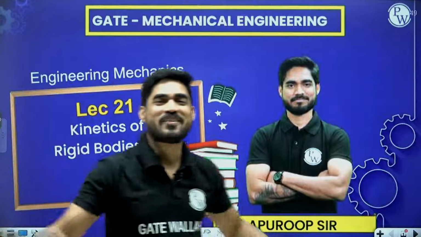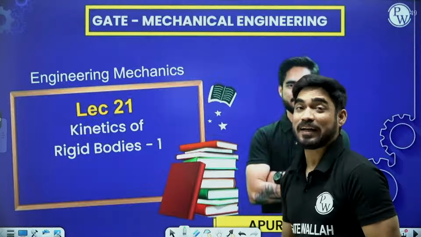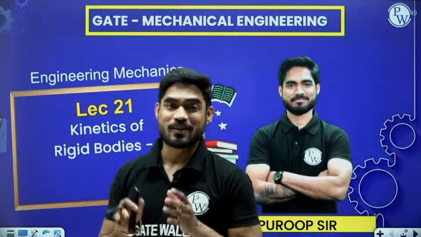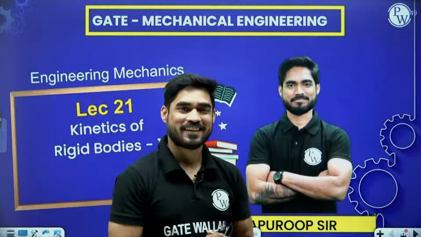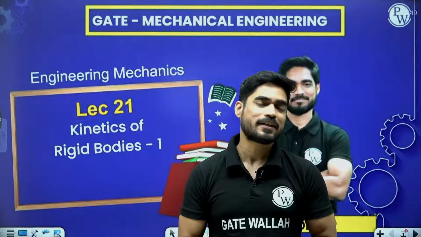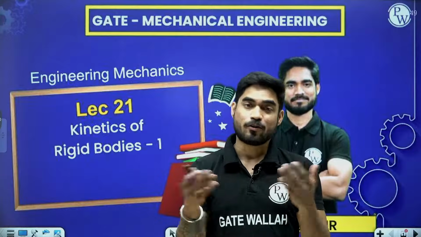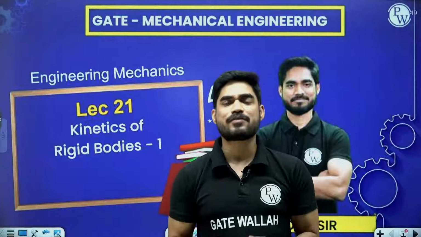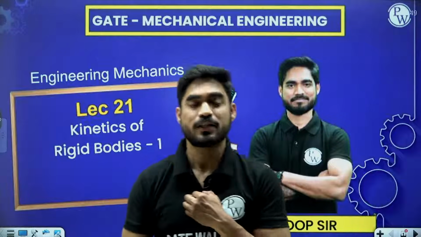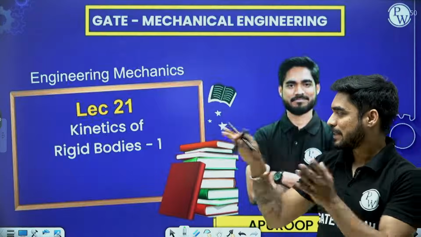Good evening everyone and welcome to another lecture of engineering mechanics, and this is lecture number 21 of kinetics of rigid bodies. So, we have already completed kinetics of particles. I told you that in case of particles we can't have rotation or general motion, so we can only have translational motion, and we have seen in case of translational motion how we can solve the problems. Now we are going to see kinetics of rigid bodies.